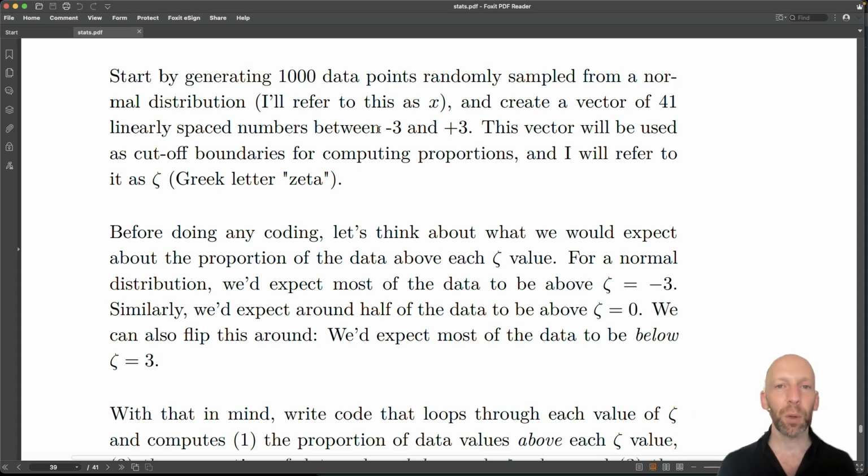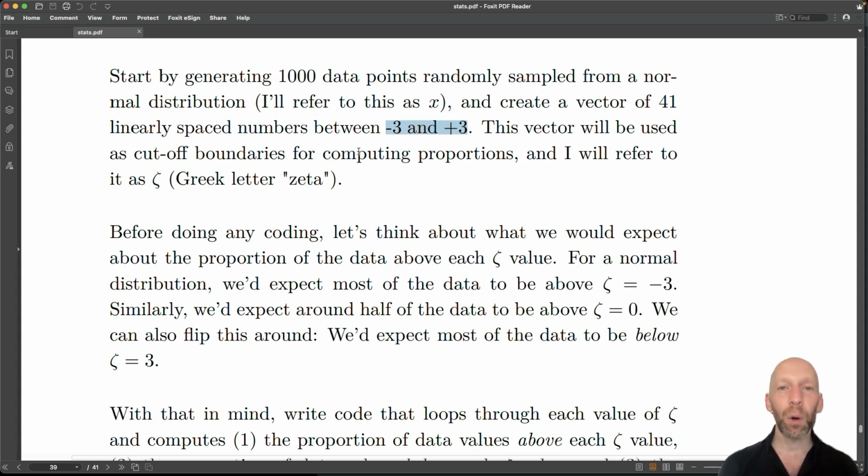These are going to form boundaries. Now, you've used code like this before, or you've explored concepts like this before with histograms. So with histograms, we have a bunch of data points randomly sampled from some distribution, and we come up with boundaries. And then with a histogram, we want to know how many data values are within each bin defined by the boundaries. So it's not exactly what we're doing here, but I want you to see the connection to histograms. Okay, so let's call this zeta. This is going to be this vector of numbers between -3 and +3. That's going to be called zeta.